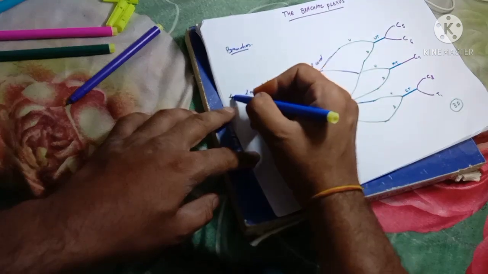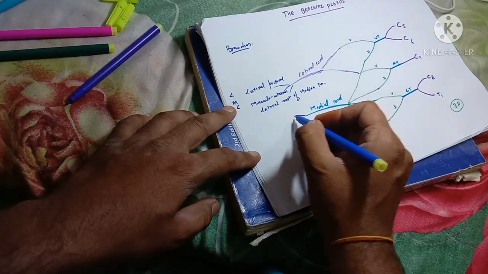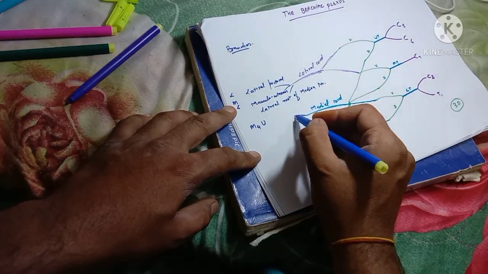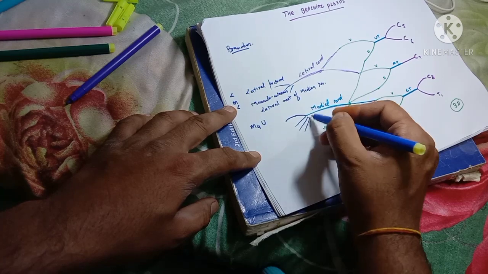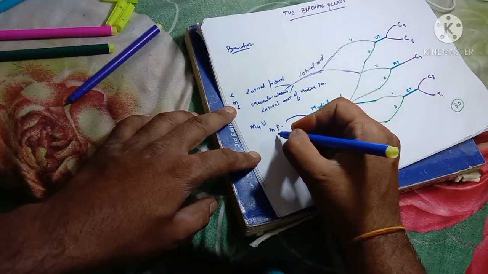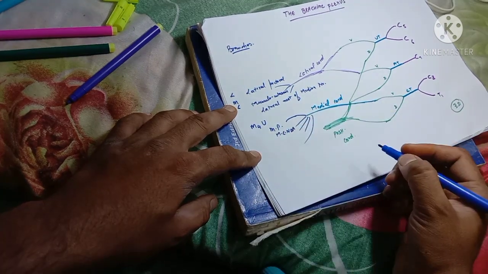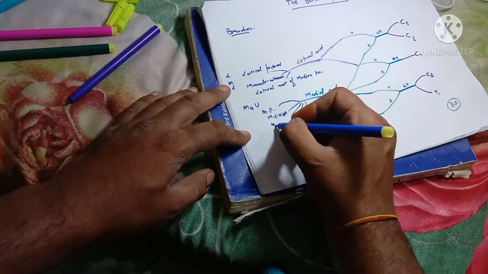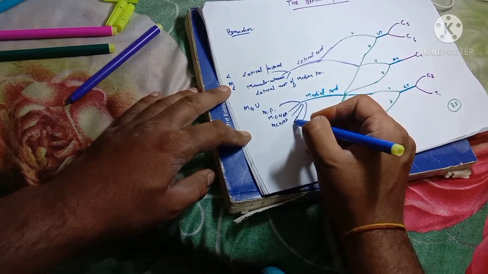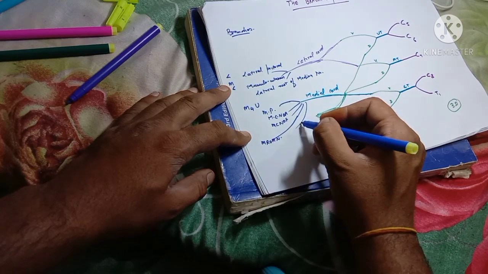इसको याद करना है LML से. मीडियल कॉर्ड की ब्रांचेस है M4U. One is medial pectoral. Then we have medial cutaneous nerve of arm. Then we have medial cutaneous nerve of forearm. Then we have medial root of median nerve.